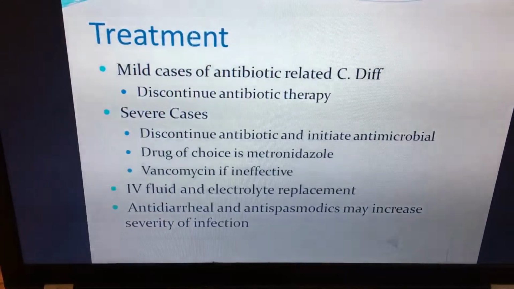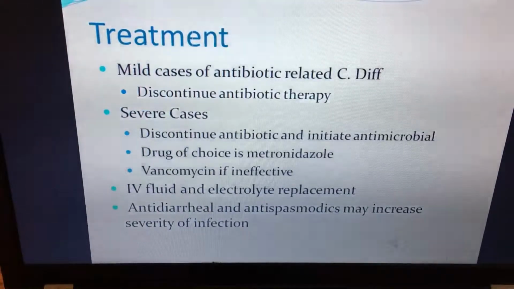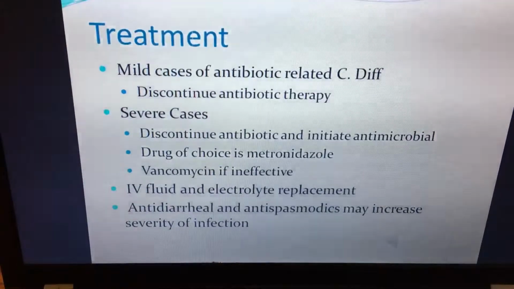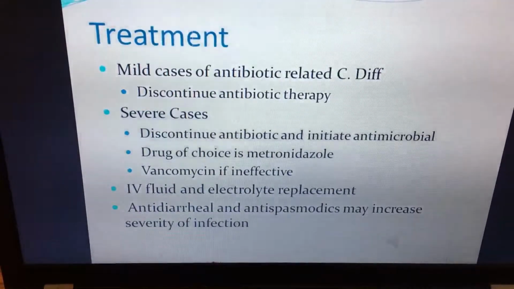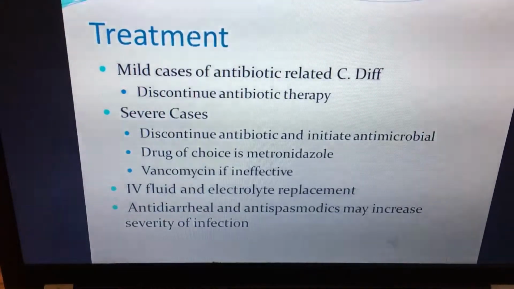Treatment. Mild cases of antibiotic-related C. diff include discontinuing antibiotic therapy and getting them on fluid and electrolyte replacement. In severe cases, we're going to discontinue antibiotic therapy and initiate antimicrobial therapy. The drug of choice is metronidazole. If not, then vancomycin. Also, IV fluid and electrolyte replacement. Antidiarrheal and antispasmodic medication is not typically used because it may increase the severity of infection. Your body is essentially trying to rid itself of infection, so if we give them something that's going to make them not go, then it's just going to prolong the infection.